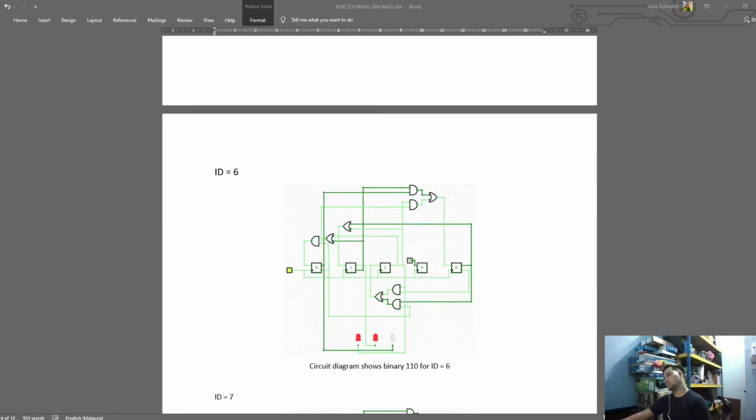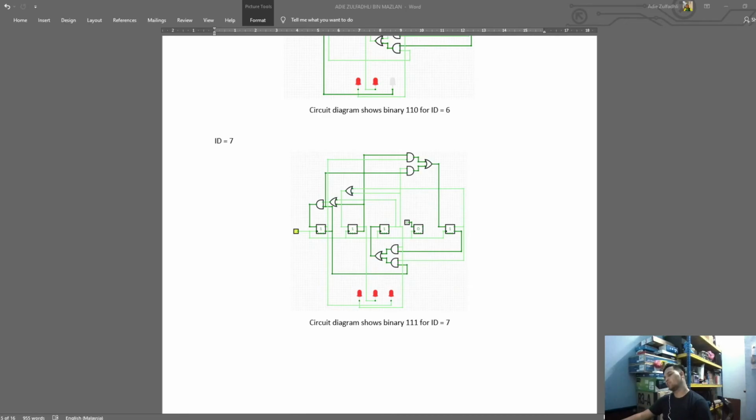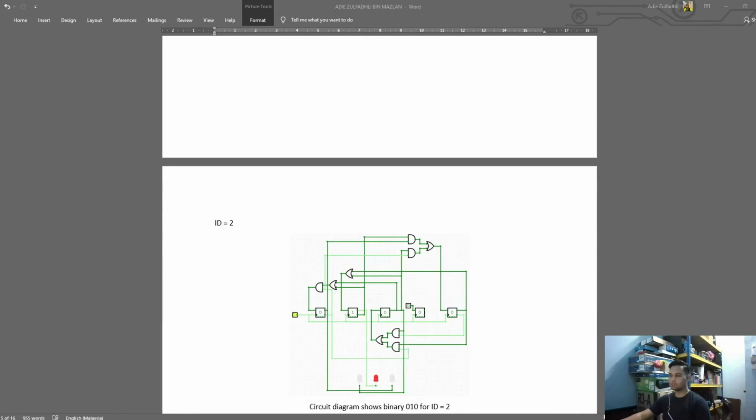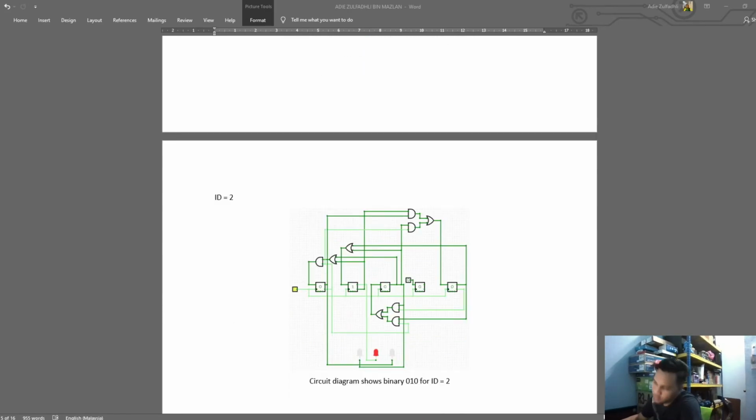So this is ID 6. 4 plus 2 equal to 6. This is ID 7. 1 1 1. It means 4 plus 2 plus 1 equal to 7. So the middle of the LED, 0 1 0. This is 2. So ID equal to 2.